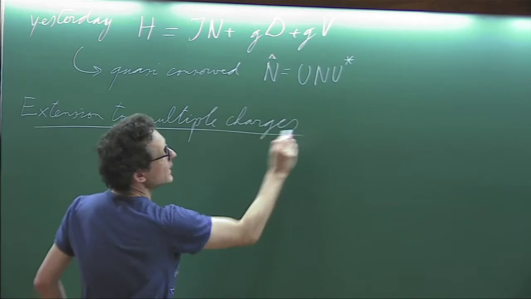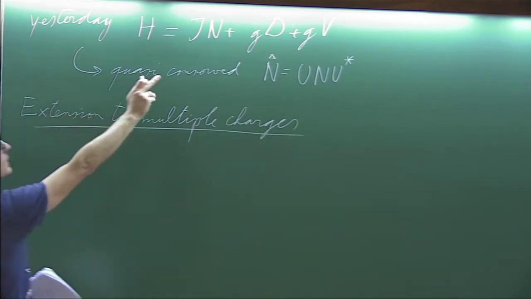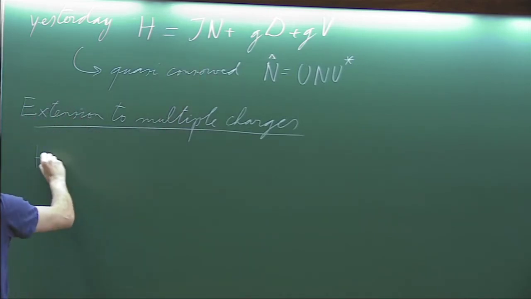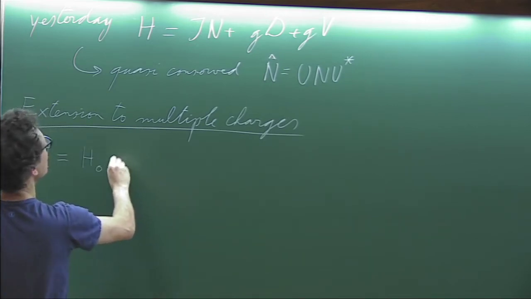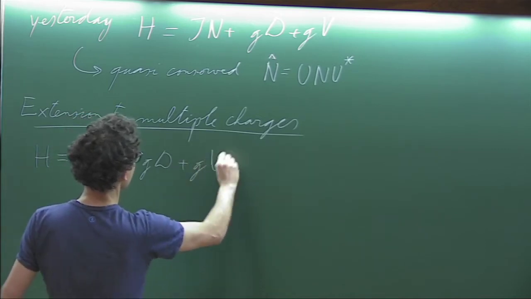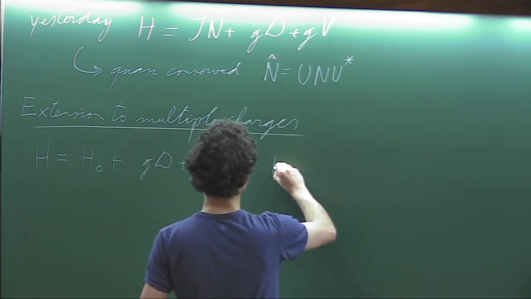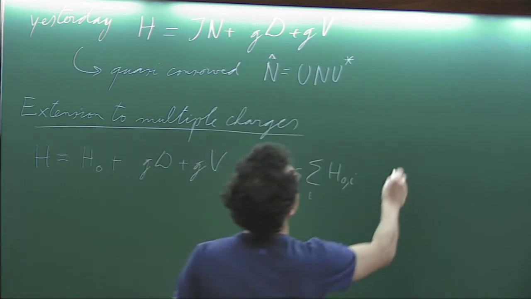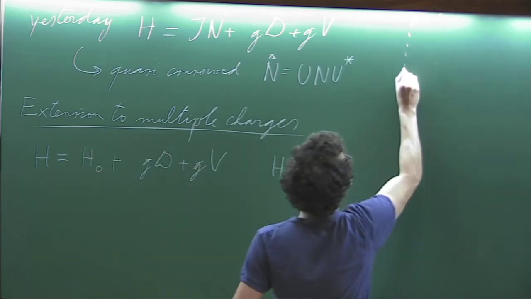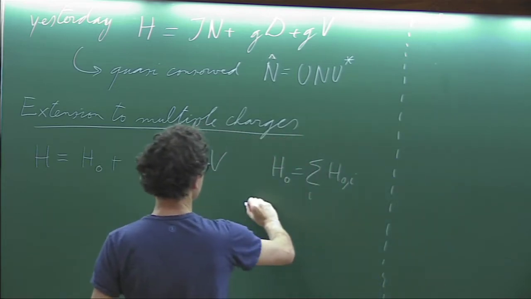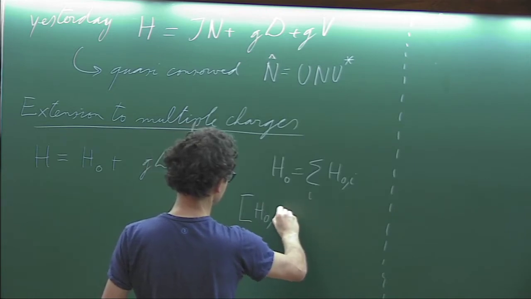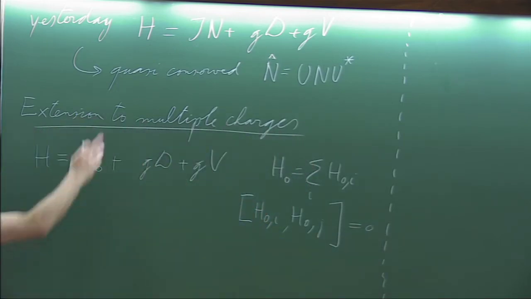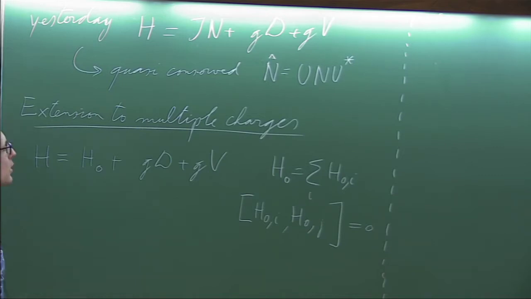Extension to multiple charges. By multiple charges, I mean that instead of having such a very special n which had integer spectrum, I now write something that I find actually much more natural: an H0 plus G D plus G V, where now H0 satisfies the condition that it is, of course, a sum of local terms, as always. And moreover, these local terms mutually commute. So this is a slight extension of that.